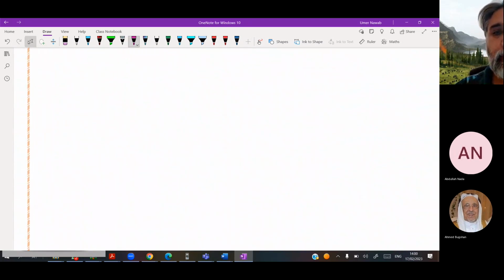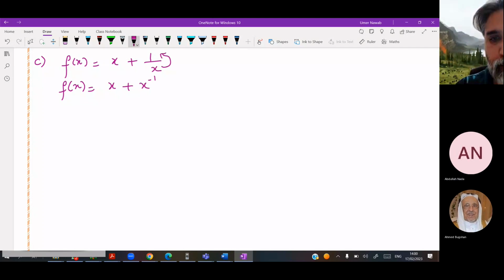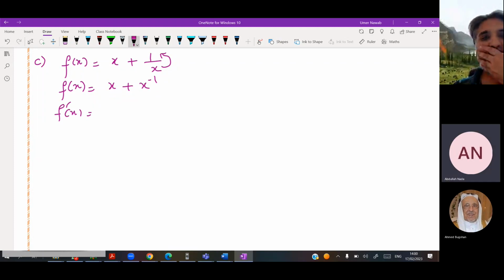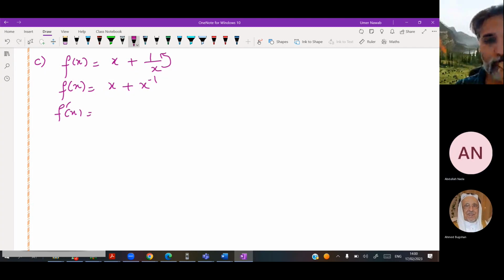C part, f of x equals x plus 1 over x. First of all, we need to rewrite it and send the x to the top, so x to the power of -1. Yes, if after you do the second derivative you substitute x and the answer is positive, this is a minimum point. So now we take the first derivative, it gives 1, and the -1 goes back.